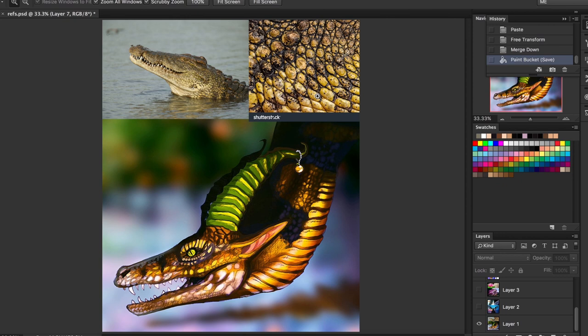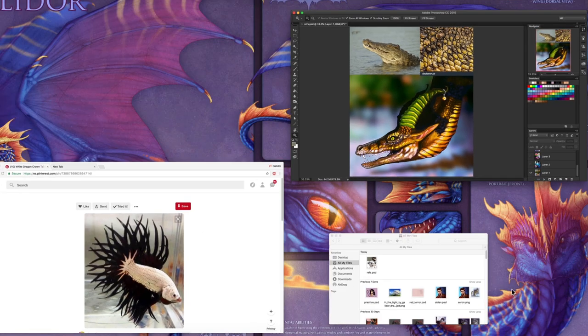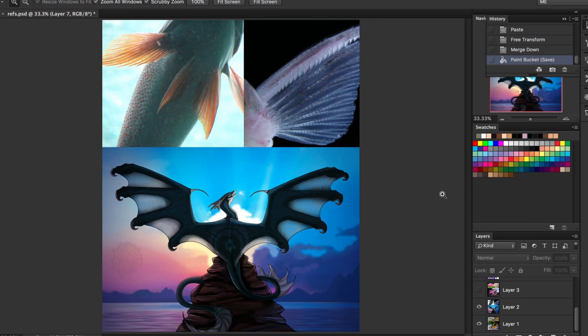But I got inspired by some of the scales and some of, I don't know, the skin folds. I added ears. So he's different, but he's based on this animal. As you can see, this one is just inspired by a fruit and a crocodile. It's quite simple, really.